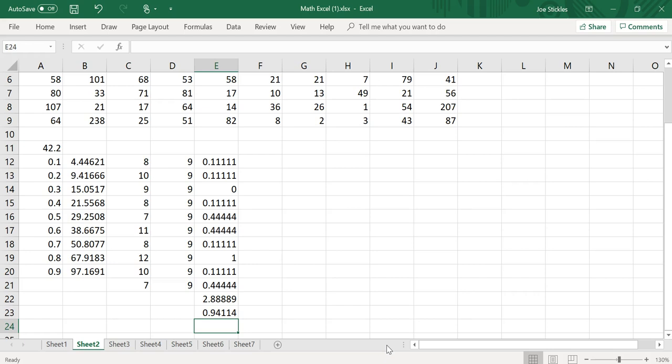So by accepting the null hypothesis, we're saying that the exponential is a good fit. Yep, that's exactly right.